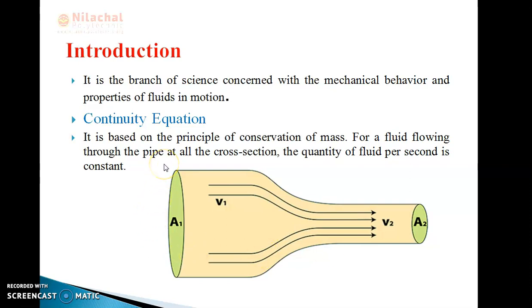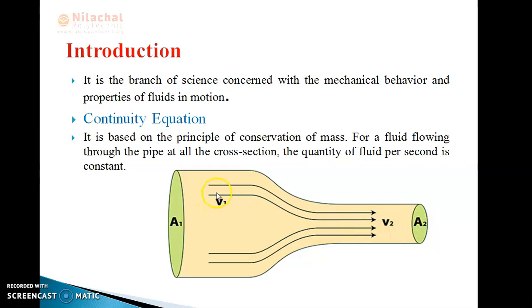Then we are coming to the continuity equation. The continuity equation is based upon the conservation of mass. Accordingly, mass conservation principle, mass inlet is equal to mass outlet. We can write mass is constant. Now you observe this is a pipe and this is the inlet section and this is the outlet section.